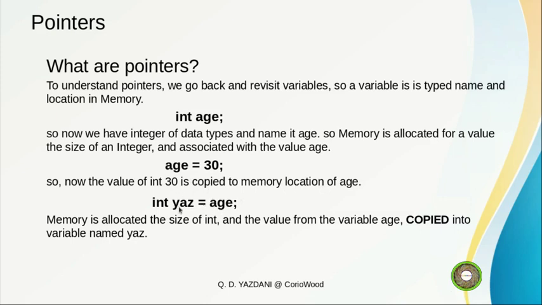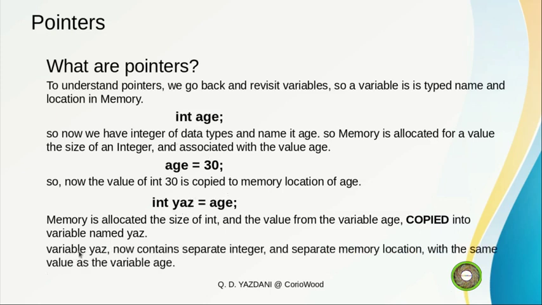Now we're going to assign it to yes. So in simple terms, instead of XYZ or ABC, I just put my surname, the initial one, the yes Danny. So int yes is equal to age. Memory will carry the size of int and the value from the variable age copied into the variable named yes. So that's a three part you guys need to remember. Easy. Variable yes now contains separate integer and separate memory location with the same value as the variable age.